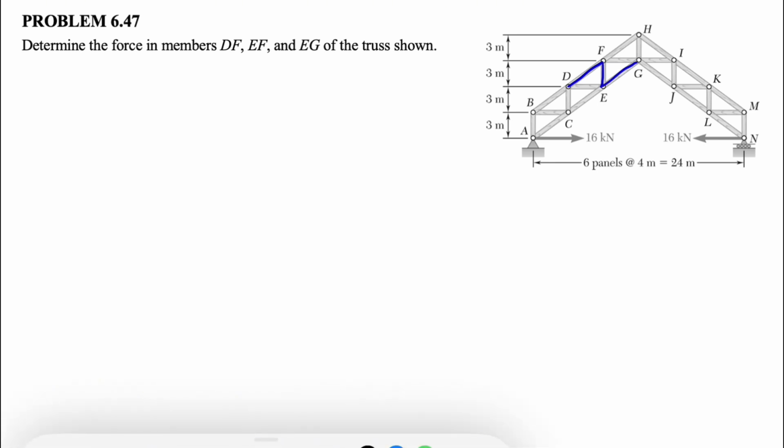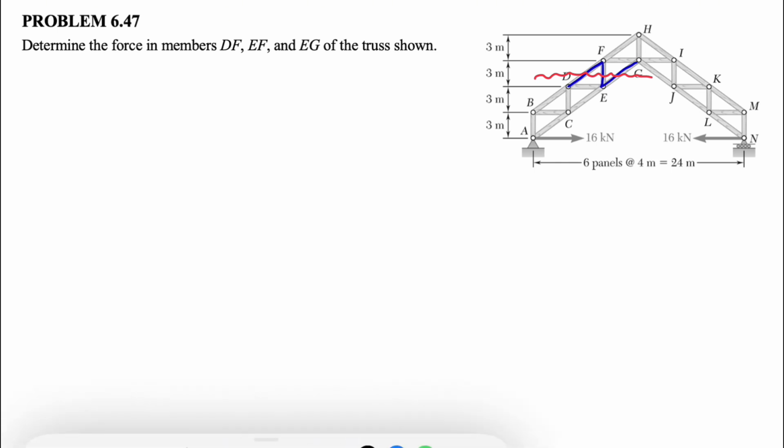Since we are asked to find specific members, we're good to go with the method of sections, and we have to pick a section that passes through all these three members. So it seems if we do a section like this, we should be able to find the force in each member. But before that, we have two different supports.